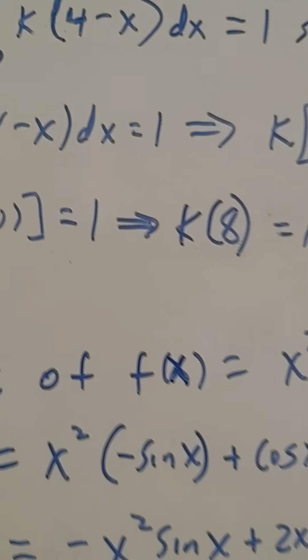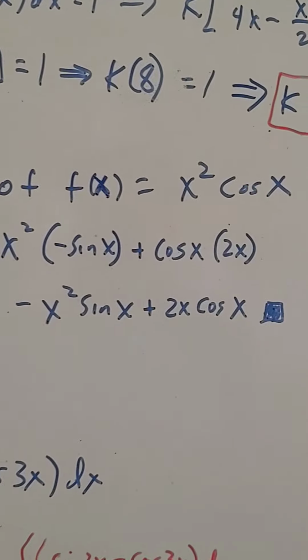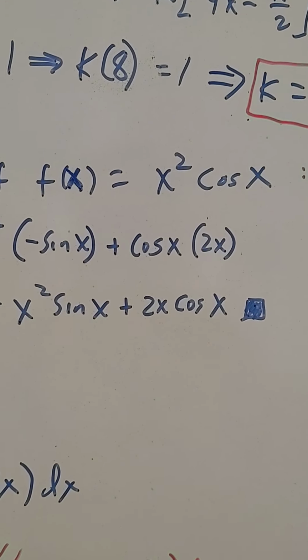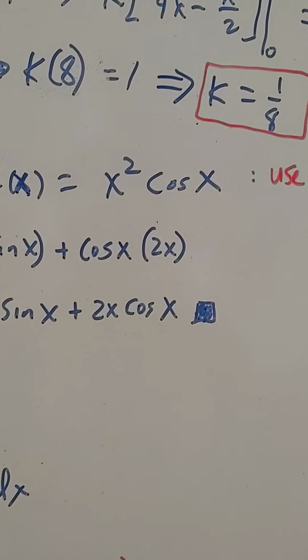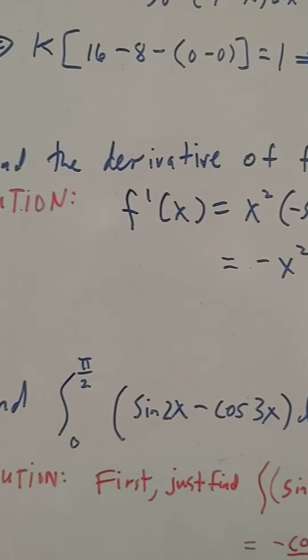Okay, let's go to the second problem. We want to find the derivative of f of x equals this product. Think of that as x squared times cosine x. So we're going to use the product rule for this derivative. Okay, so here's our solution.